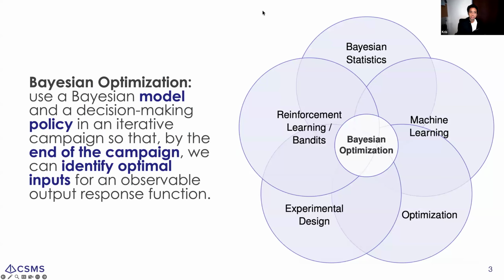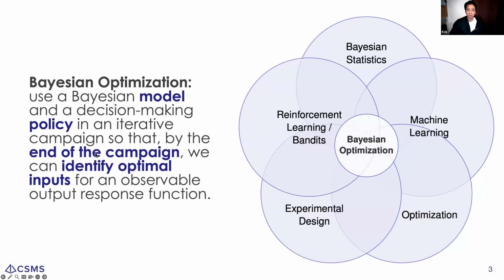So let's be really specific about what we're trying to achieve in a Bayesian optimization campaign. In Bayesian optimization, what we're doing is using a Bayesian model, like the Gaussian process, and a decision-making policy in an iterative, step-by-step process, so that by the end, we've identified the optimal recipes of our response function. That's very important here. The operative words are by the end of the campaign, and the second operative word is identify. We are able to predict the optimal inputs.